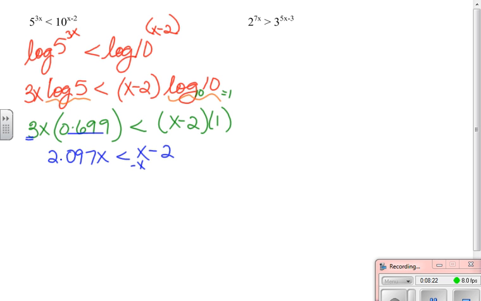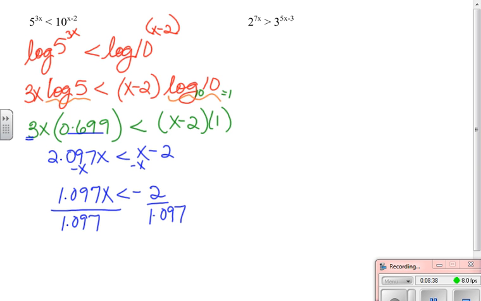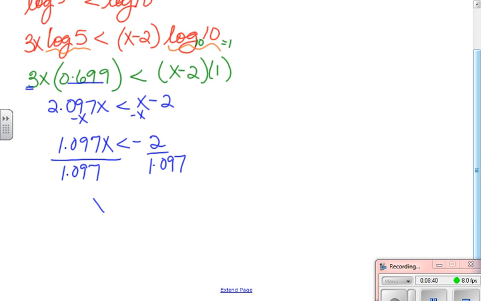I'm going to subtract x from both sides. So I have 1.097x is less than negative 2. Divide both sides by 1.097. And what I have is that x is less than negative 0.1823. So once you apply the log to both sides, you're really back to solving a basic algebra type problem.